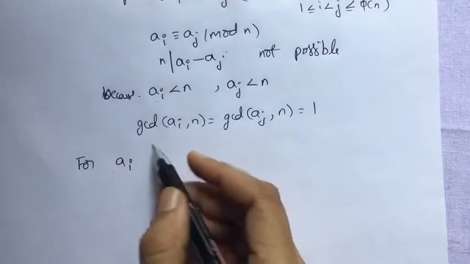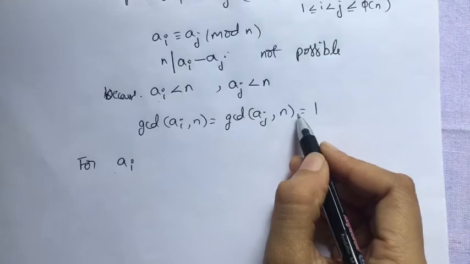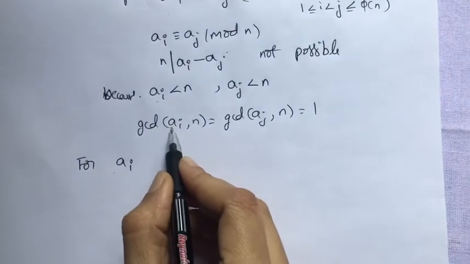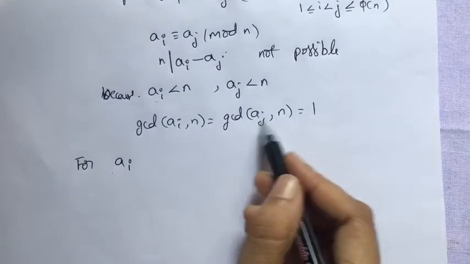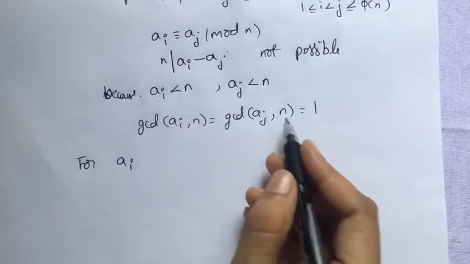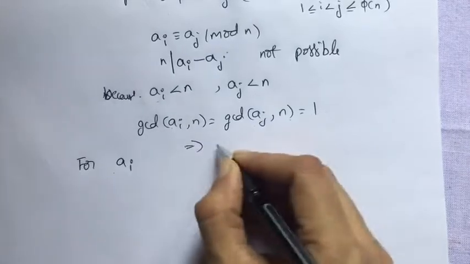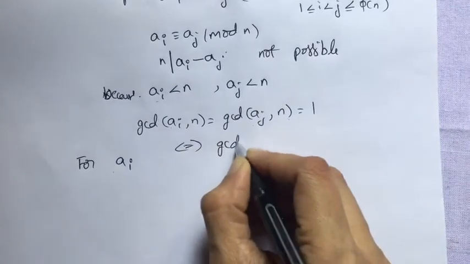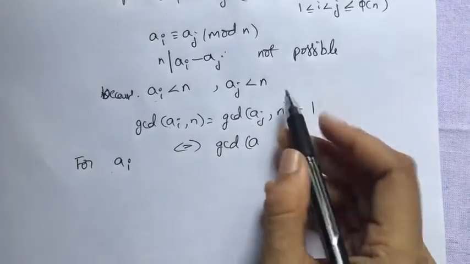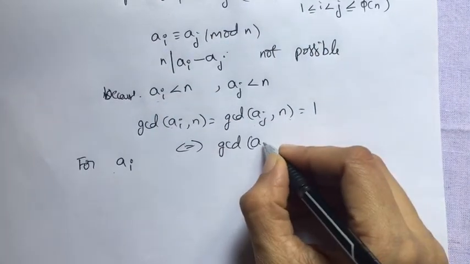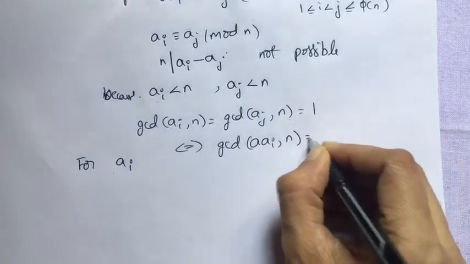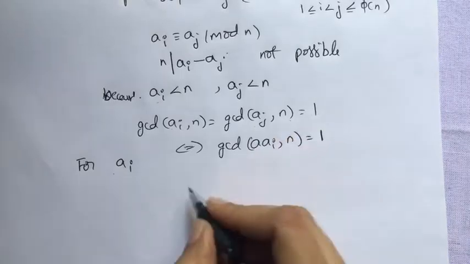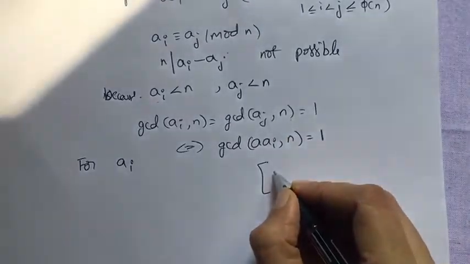One more thing we can observe from these two statements: GCD of ai comma n is 1, and GCD of aj comma n is also 1. So from this, since GCD of a comma n is already 1, as already mentioned, I can write GCD of a·ai comma n equal to 1. It is because, I hope you know this.